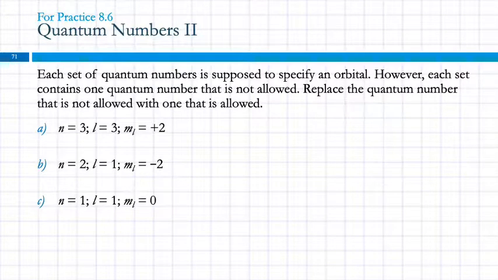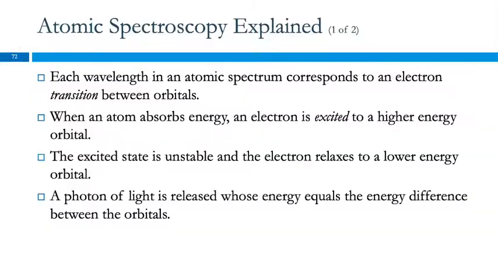If L was 0, would M sub L be -0 or +0 or be 0? Just 0, because -0 and +0 are the same as 0. It's a good question, though. For M sub S, so it's always going to be +1/2?